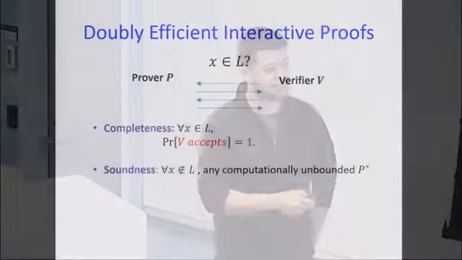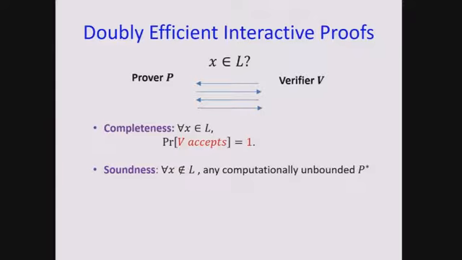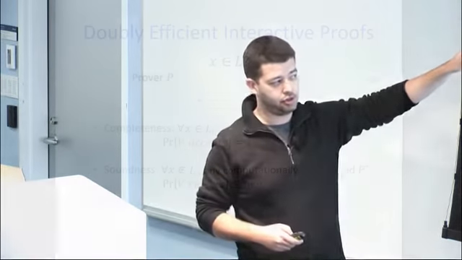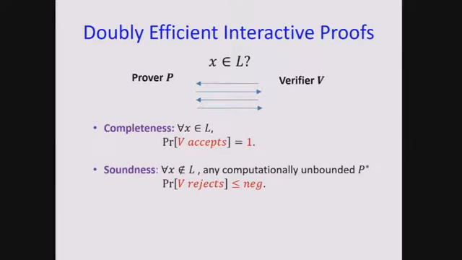If X is not in the language, now in this talk we're going to talk about computationally unbounded cheating provers, and we'll get into that in more detail a little bit later. So the idea is that if X is not in the language, no matter what cheating strategy you use, you'll only convince the verifier to accept with some negligible probability. The probability the verifier accepts is negligible.